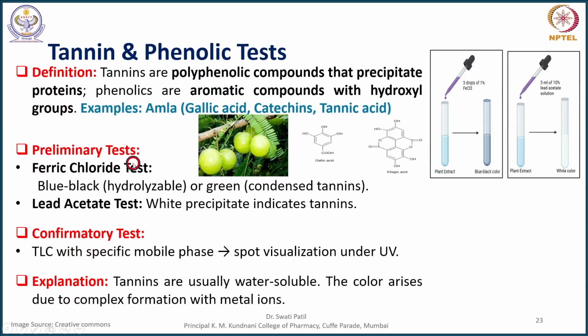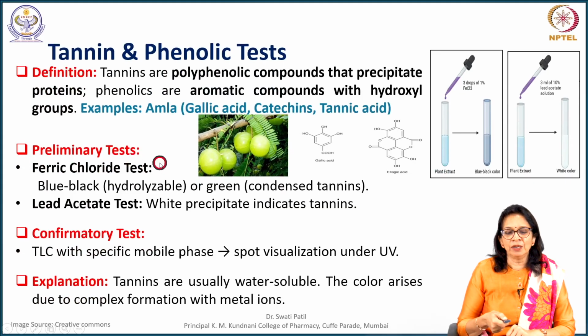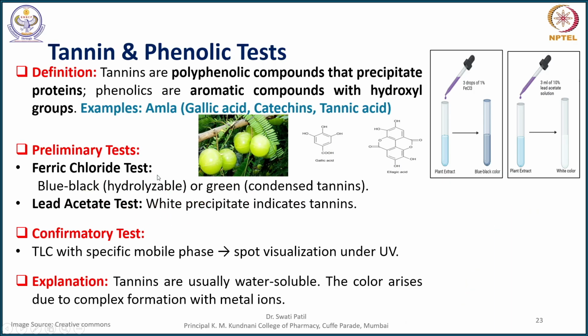Tannins and phenols can be detected with ferric chloride. When we add aqueous or alcoholic ferric chloride solution, there is a blue black coloration, and we can also distinguish whether there are hydrolyzable tannins or condensed tannins. Hydrolyzable tannins are ellagitannins or gallotannins, and an example of a condensed tannin is catechin. In the lead acetate test, when lead acetate is added, it precipitates. This also helps us detect tannins. These can again be confirmed with TLC.